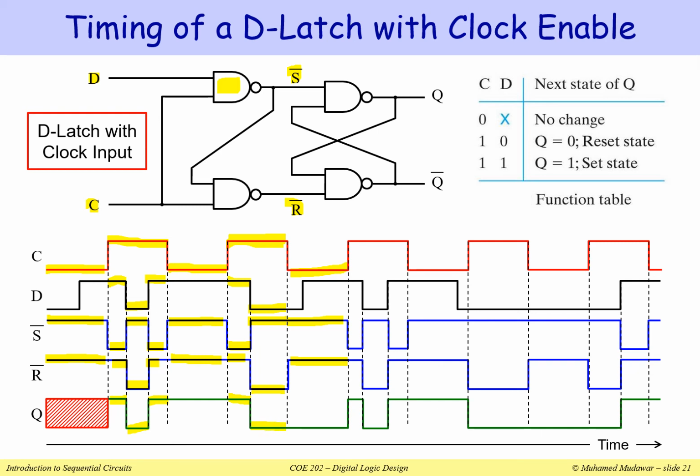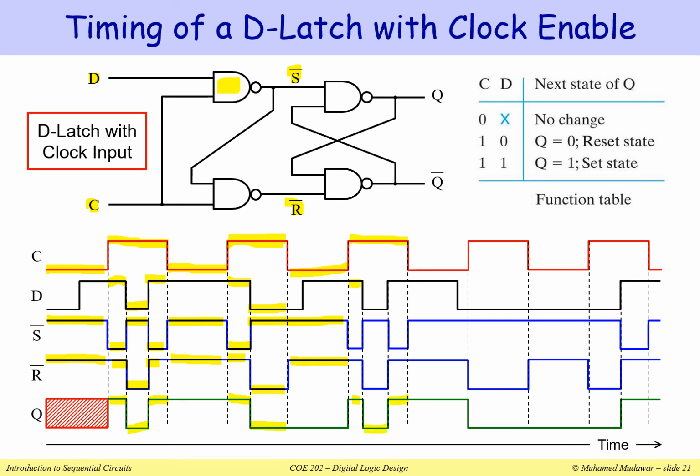Now I ignore the delay. Usually this Q output will be delayed. It will be shifted to the right by a small delay according to the delay inside these NAND gates. These gates have delays, and the output Q, also S bar and R bar, will all be delayed, but I'm ignoring the delay. I'm just showing ideal gates, as if there were 0 delay in these gates. Notice here, when C is equal to 1, how Q is identical to D.